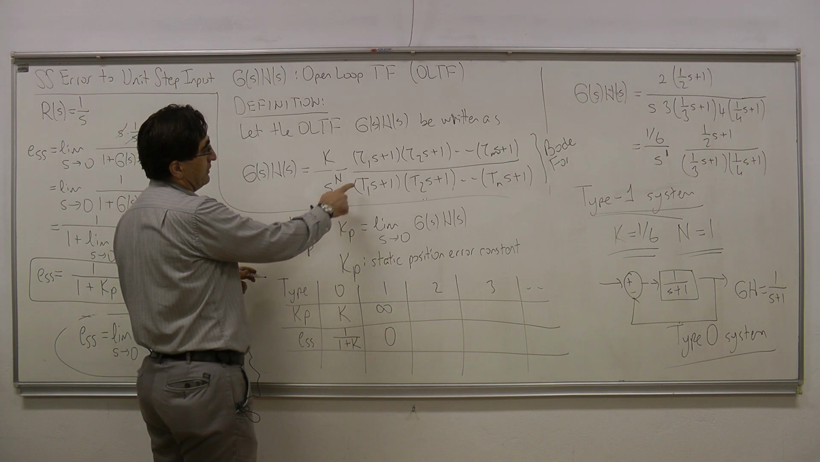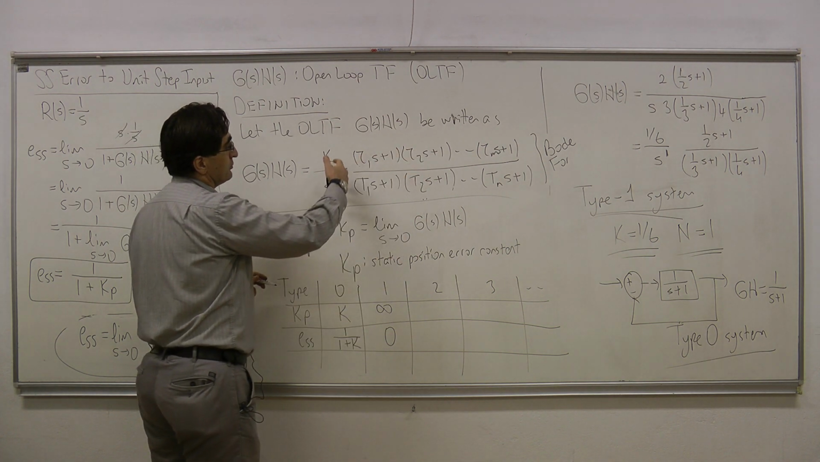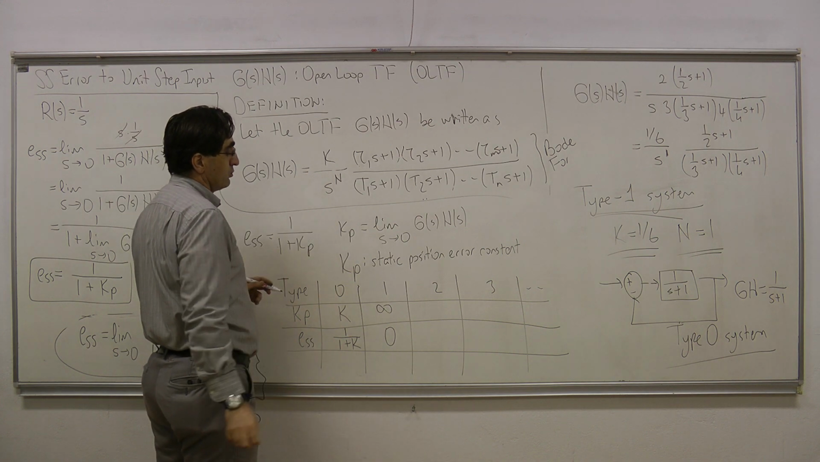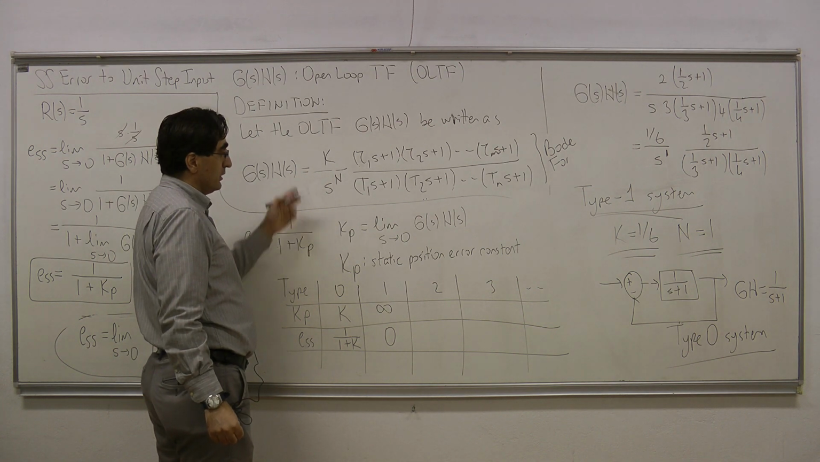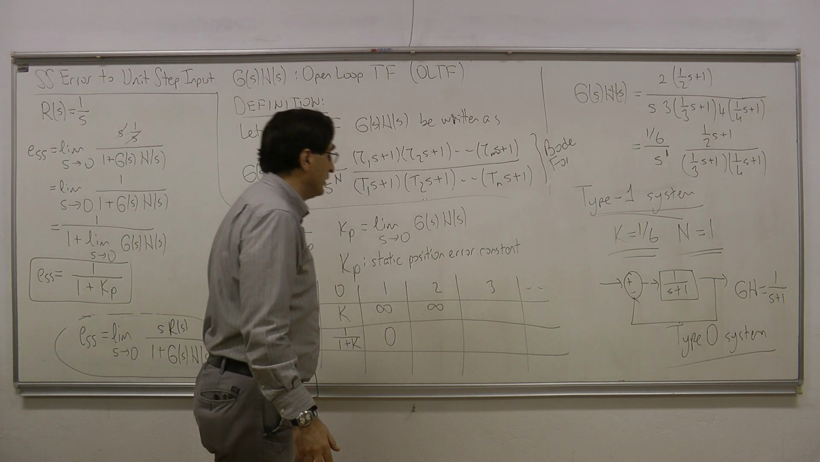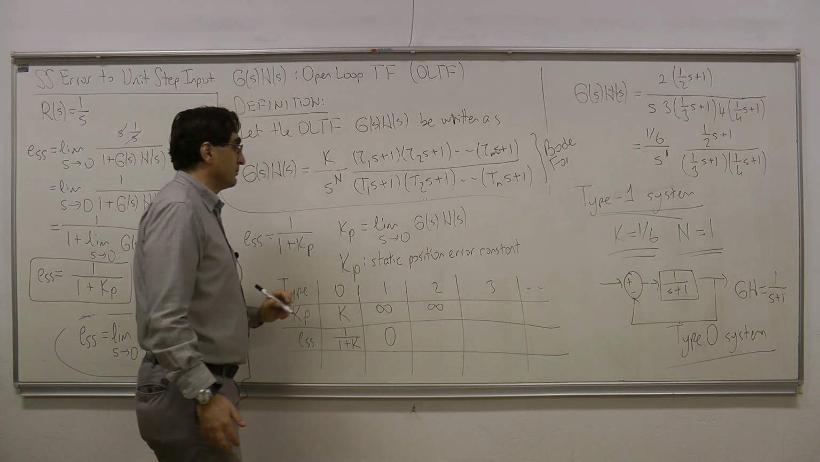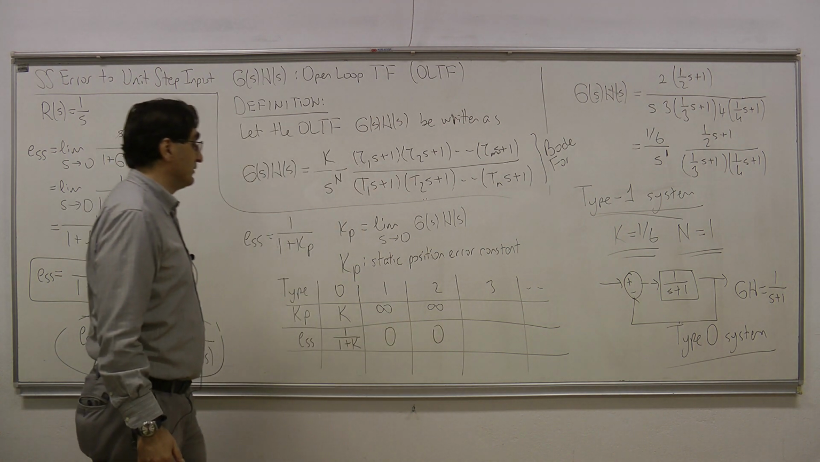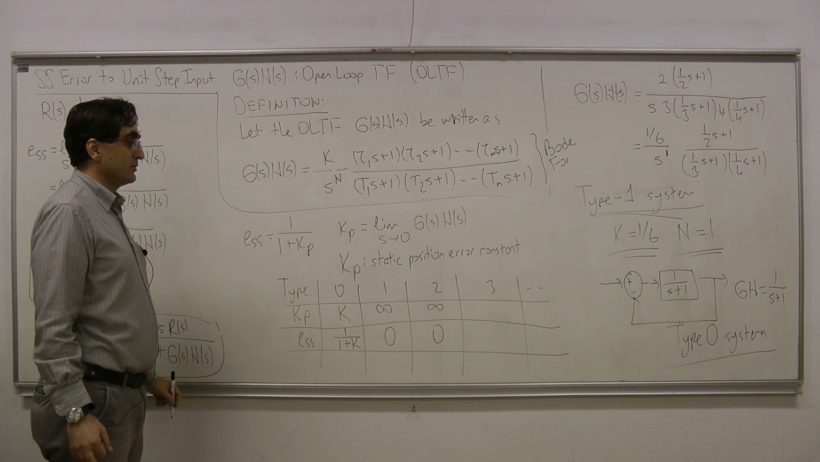k over s squared and the other terms. The other terms, as s goes to 0, would go to 1, and I have k over s squared as s goes to 0. K over s squared would still go to infinity as s goes to 0, and I would have an infinite static position error constant. And I have the same result of 0 steady state error for a type 2 system as well.